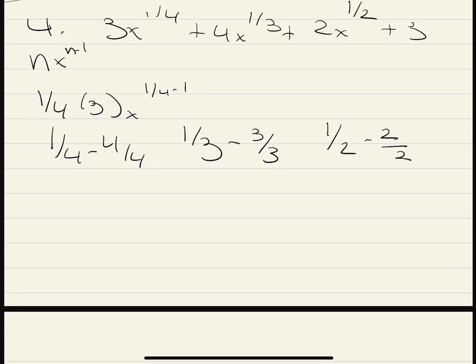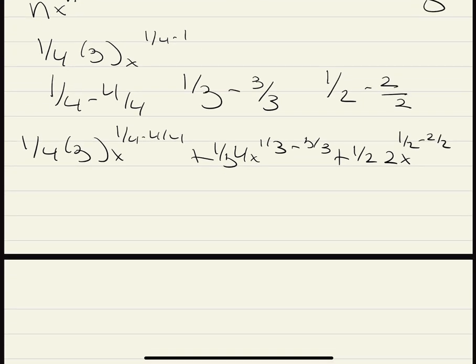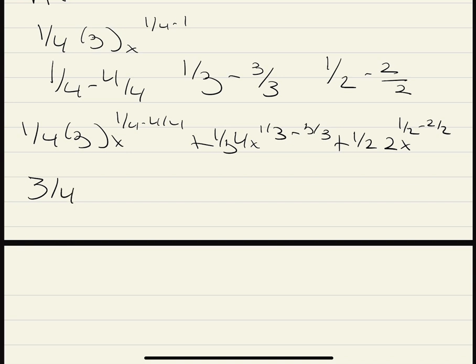So we would be left with the expression 1/4 times 3x to the 1/4 minus 4 over 4, plus 1/3 times 4x to the 1/3 minus 3/3, plus 1/2 times 2x to the 1/2 minus 2 over 2. And then this is just going to go to 0. It's just a constant. So we're going to be left with 3/4 x. 1/4 minus 4/4 is going to be negative 3/4. 1/3 times 4x is going to be 4/3 x. 1/3 minus 3/3 is going to be negative 2/3.